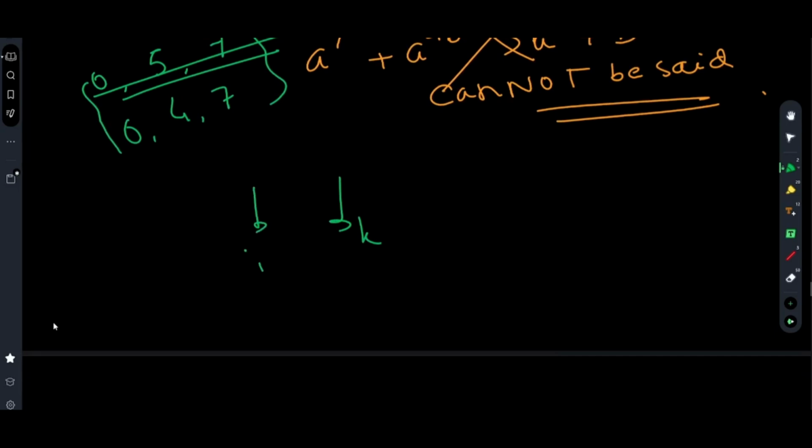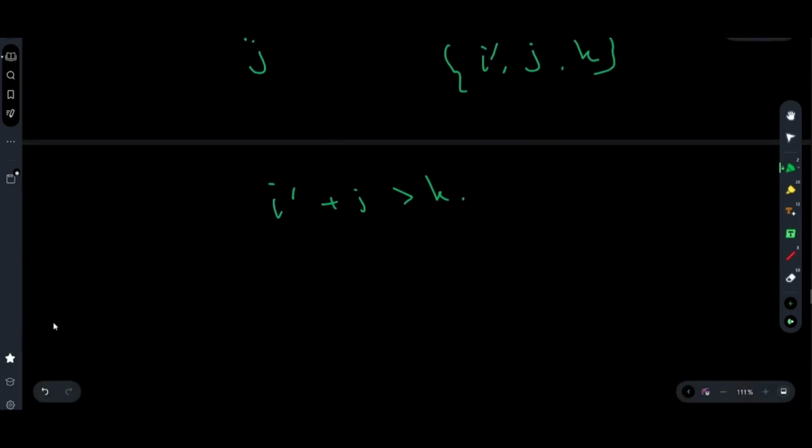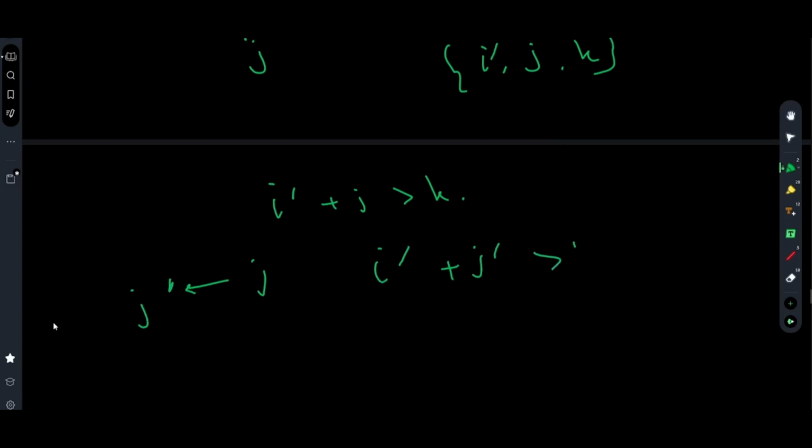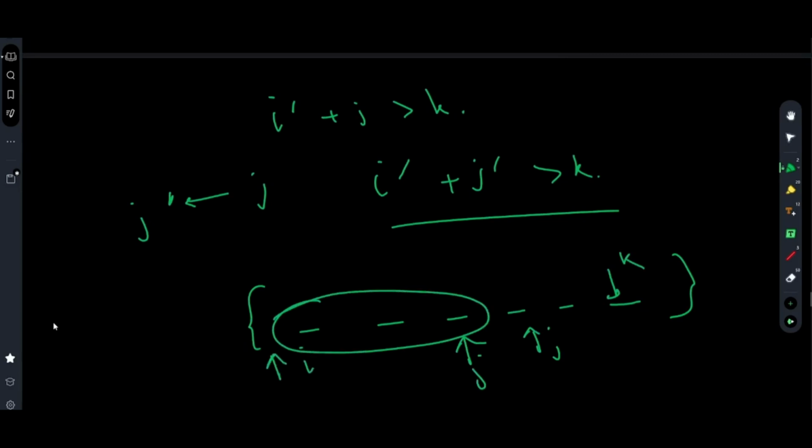K and J. And the only way to find out is I to J. Every possible valid combination I dash, J comma K is a triangle, but it is because I dash plus J is greater than K. But if something goes less than J, let's say J dash, it does not mean that I dash plus J dash is greater than K. So in this situation, what will you have to do? You will have to fix J dash, you will have to fix I, and you will again have to start iterating from here to here.